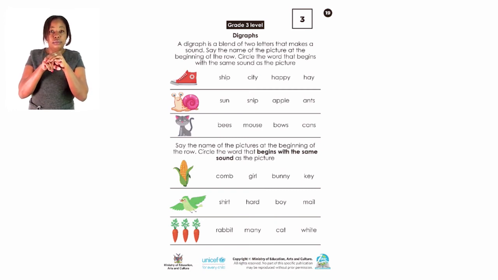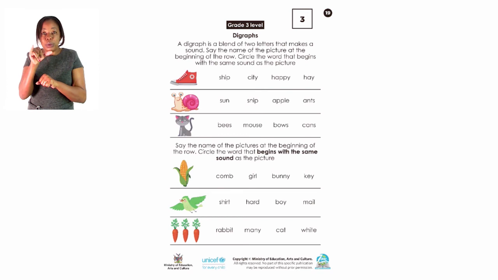The second picture there, check that picture. What is the name of that? Is it a sun, snip, apple, and? Then you find out the name of it, which is not here in the answers, but the sound, the first 2 letters of the name of this insect, is found in these 4 words. Which word contains those 2 letters?